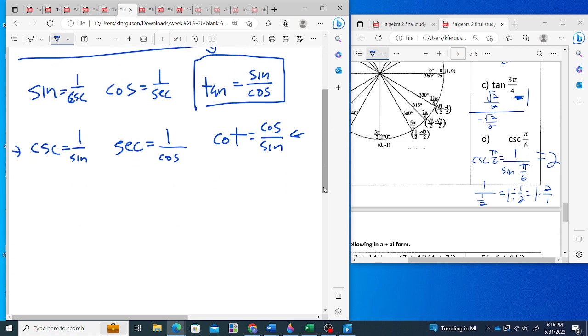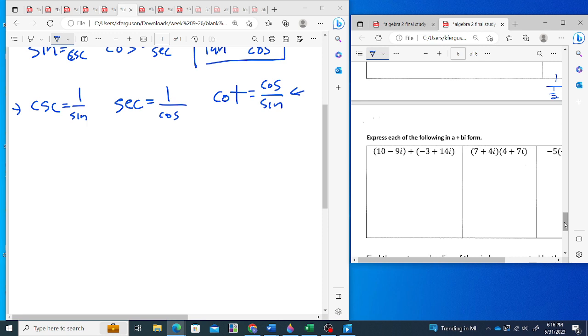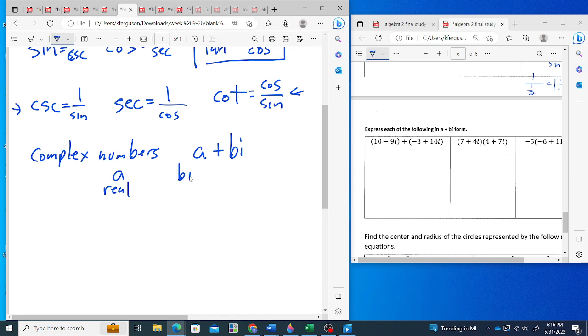All right, so next. What do I know about this here? When I'm dealing with complex numbers in a plus bi form, now, what the heck is that? Well, a is my real number. bi is my imaginary number.